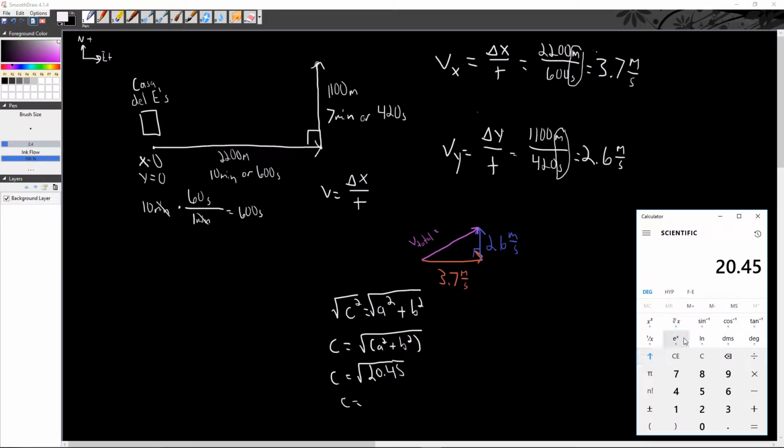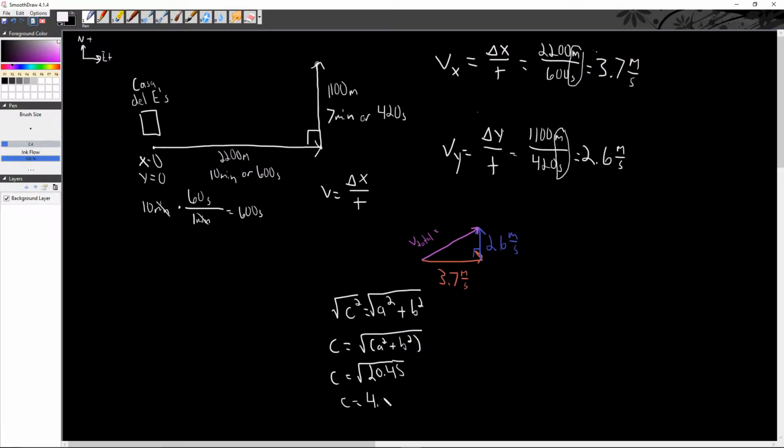I'm going to go shift here. I hit that. I hit 2. I hit equals. All right. So on this one, my calculator, if you have a Texas Instruments or Casio, this is way easier. But now I get 4.522. I'm ready to round at this point. Let's just call that 4.5.